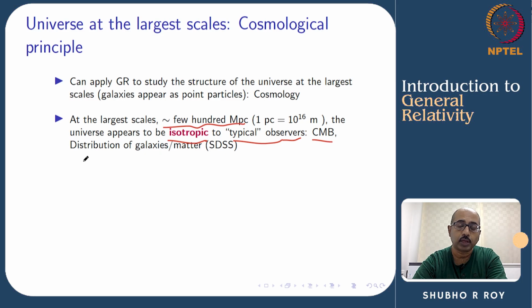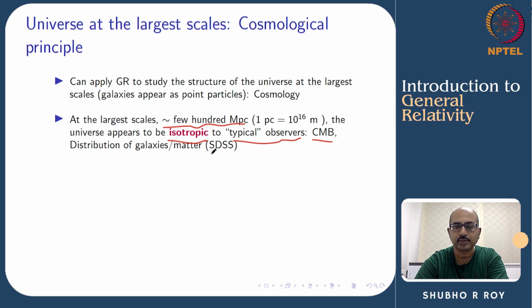Apart from that, one can look at the distribution of galaxies or matter in the universe. At small scales, for example, on Earth or in the solar system, we can see it's pretty much lumpy. It doesn't look the same in all directions. But you have to zoom out to large scales, when these non-uniformities are smoothened out, and we get to see a very uniform and isotropic universe, that is, the same in all directions.